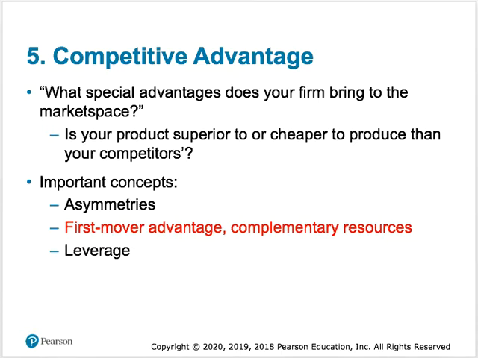Companies are said to have asymmetries when they have more resources than the others. A company has the first mover advantage, for example, when it is the first mover in a market niche, and it will have the first mover advantage with the complementary resources.